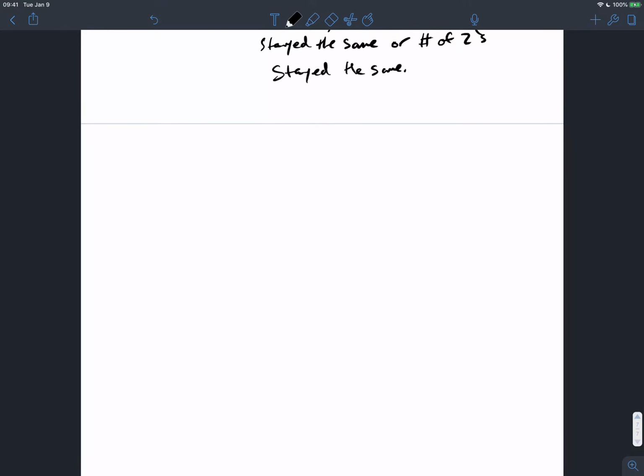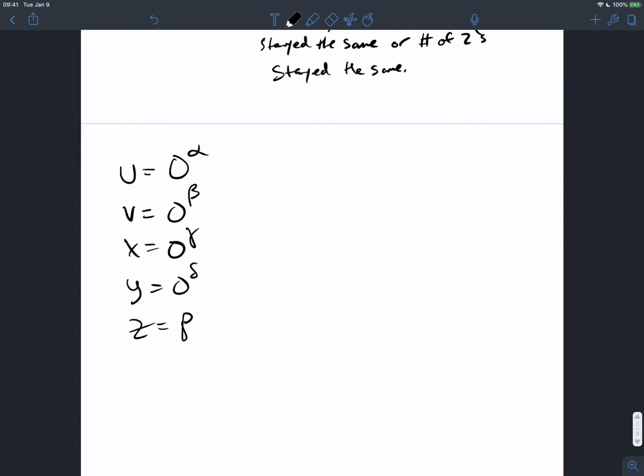Well, if VXY is contained in the zeros only, then if I pump up, let's say VY's length is beta. Well, whatever it is, it's some number at least one. Then the number of zeros you'll have at the end is P plus beta, but the number of ones and twos stay the same. So if u is 0 to the alpha, v is 0 to the beta, x is 0 to the gamma, y is 0 to the delta, and z is 0 to the p minus alpha minus beta minus gamma minus, see why I didn't want to do this, delta, 1 to the p, 2 to the p, because z is the rest of the string. This is just one case, by the way.